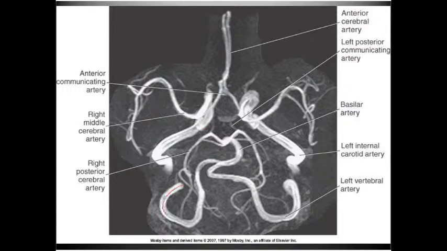okay, so here we have the vertebral arteries, both right and left, forming the basilar artery. Then we have posterior cerebral arteries. We have both left and right internal carotids coming and forming the middle cerebral arteries, and then continuing on and forming the anterior cerebral artery.